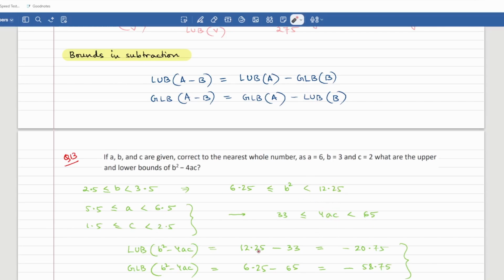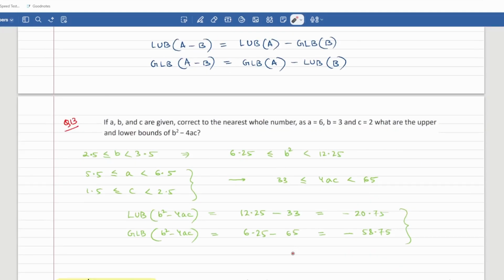For the least upper bound of B squared minus 4AC, follow this formula: least upper bound of the first part. So B squared is the first portion here, right? So the least upper bound is 12.25 minus the greatest lower bound of the second part, which is this value. So you will get minus 20.75. For the greatest lower bound, take the greatest lower bound of the first part, which is 6.25, and subtract the least upper bound of the second part, which is 65. You will get minus 58.75. I hope that clears up this portion on bounds.